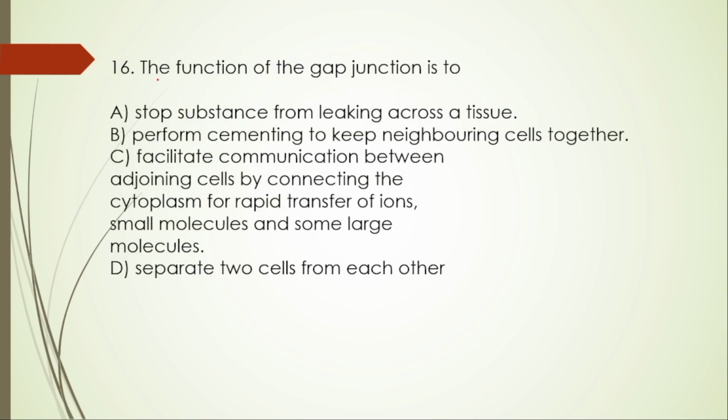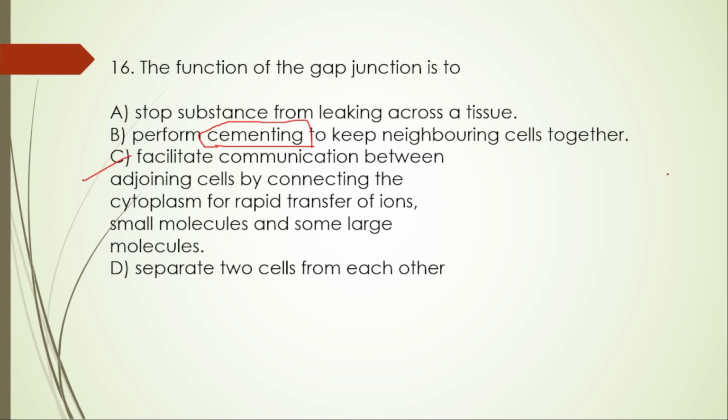Just a minute. 16th one: the function of gap junction is to stop the substance from leaking across the cells. It won't stop. B, perform cementing to keep neighboring cells together. The cementing word itself is wrong here. Next, C, facilitate communication between the adjoining cells by connecting the cytoplasm for the rapid transfer of the ions, small molecules and some large molecules.